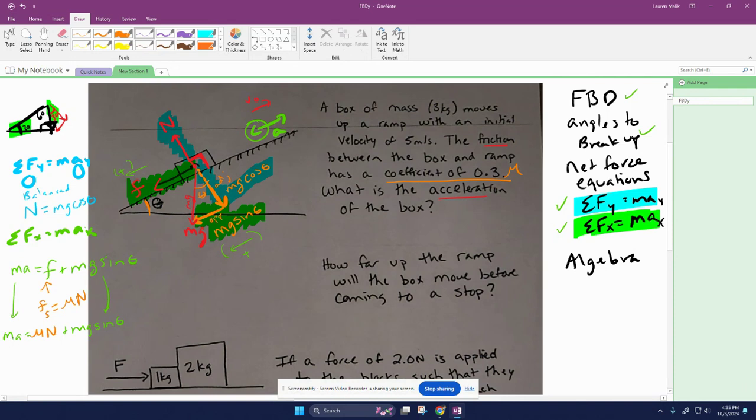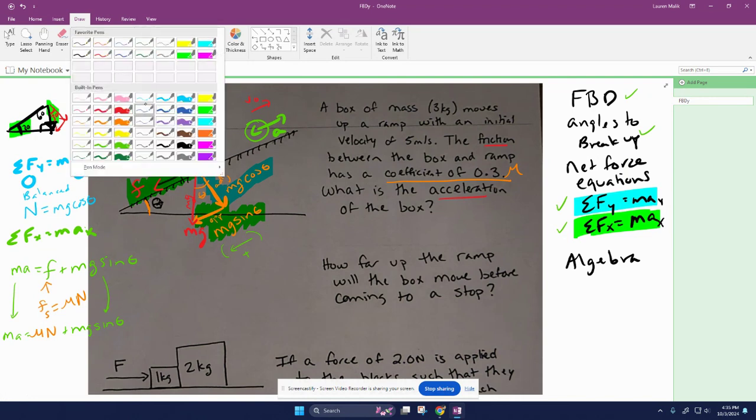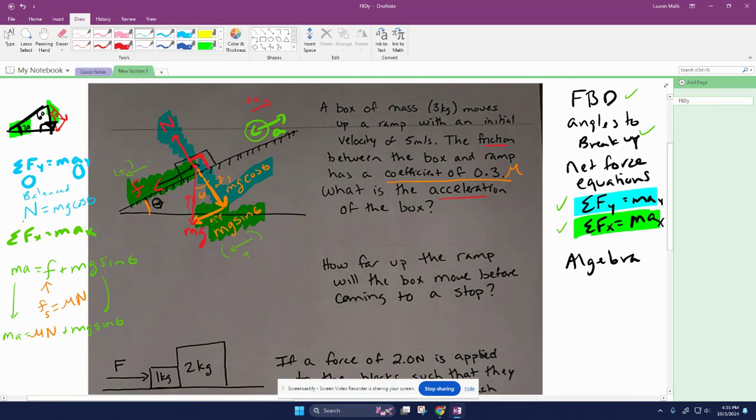They gave us our mass. We're finding the acceleration. They gave us mu. We don't have N, the normal force, do we? Oh, but we do have N. Remember when we wrote our equation earlier, we said that normal force is related to mg cosine theta.